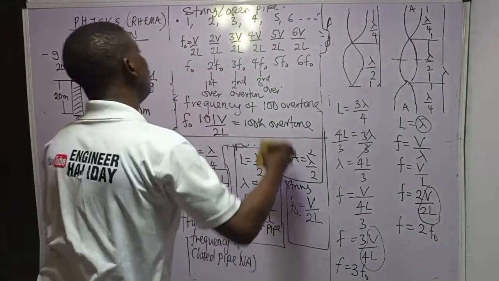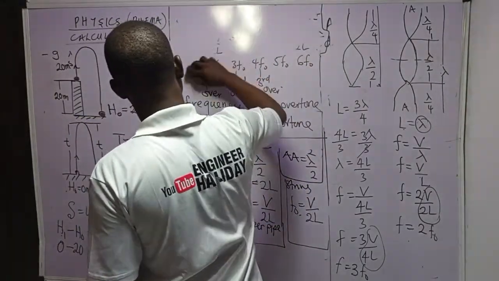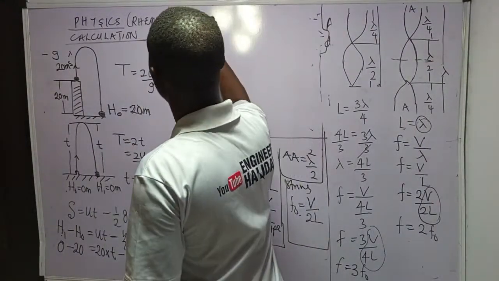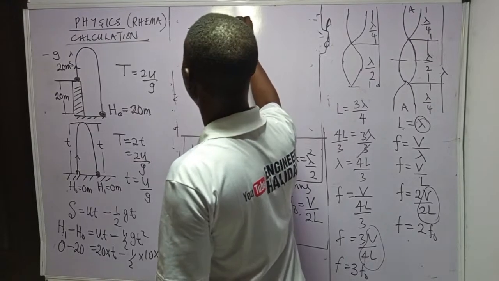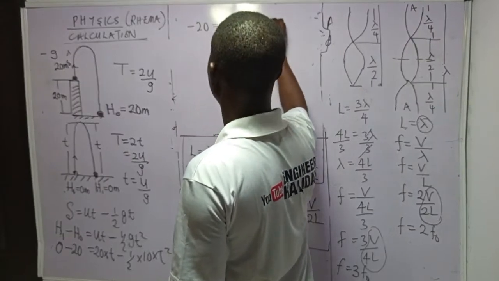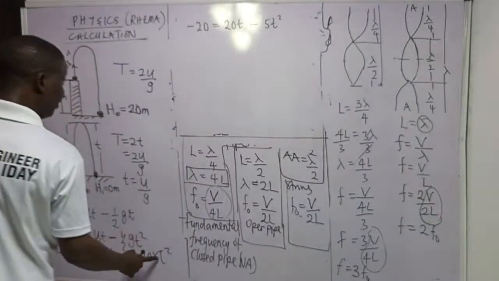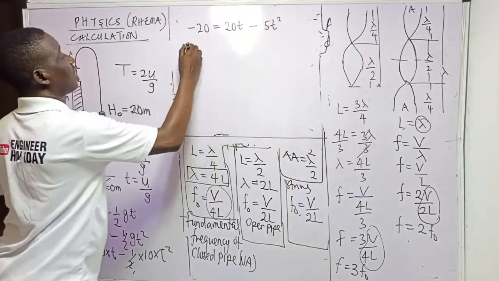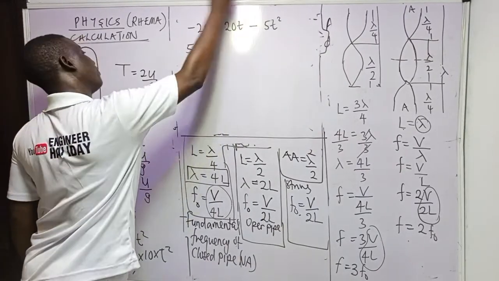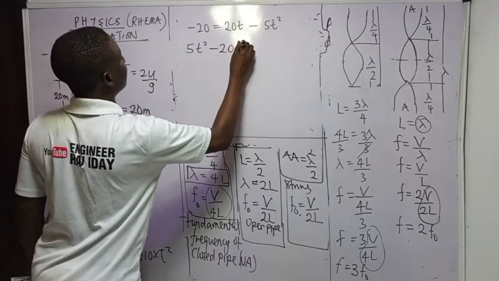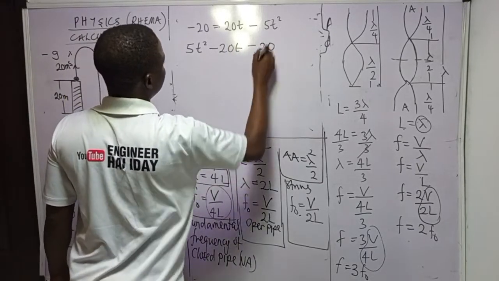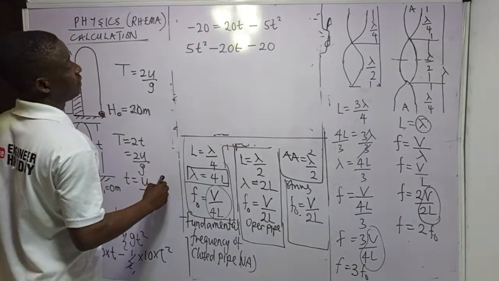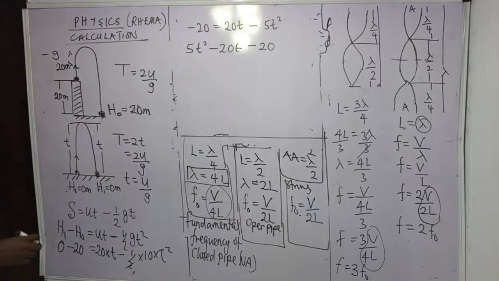Now what do we have? Now we are going to solve this one. We are going to have minus 20 equals 20t minus 5t squared. Recall that half of 10 is 5. So we're going to have 5t squared minus 20t minus 20 equals 0. So this one, if you divide all through by, let's say, we divide all through by what?